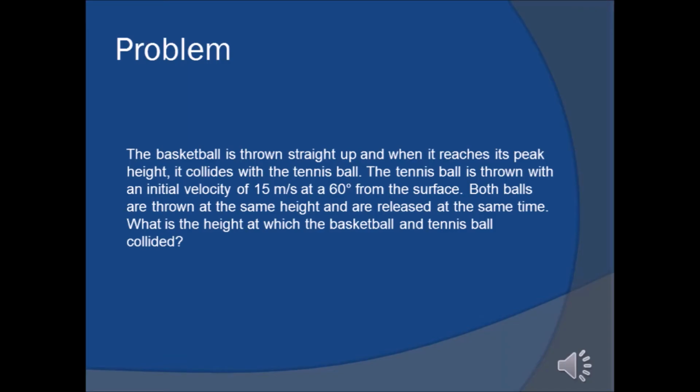Hey viewers, our situation today is a basketball is thrown straight up, and when it reaches its peak, it collides with a tennis ball. The tennis ball is thrown with initial velocity of 15 meters per second at a 60-degree angle from the surface. Both balls are thrown at the same height and are released at the same time. What is the height at which the basketball and tennis ball will collide?